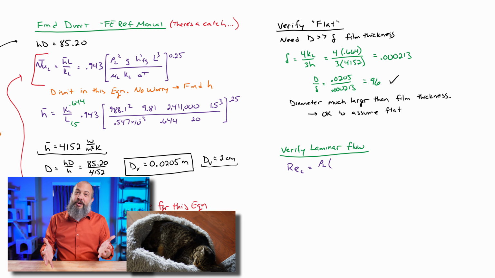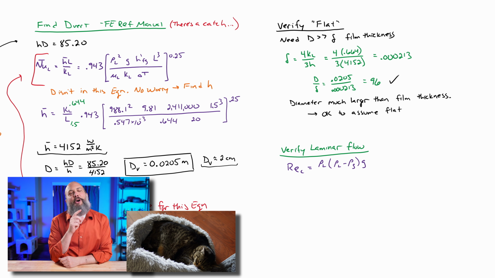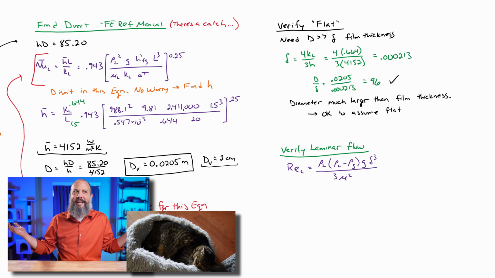It's going to be a little bit more work to verify the flow is laminar. For this, we're going to need a Reynolds number. But we don't know velocity. Every version of Reynolds number you've ever seen before probably has velocity in it, because usually we're looking at how fast the flow needs to be to be laminar or turbulent.